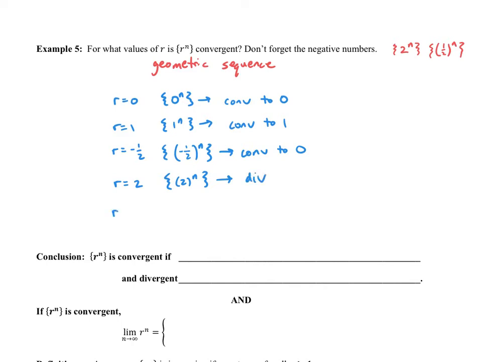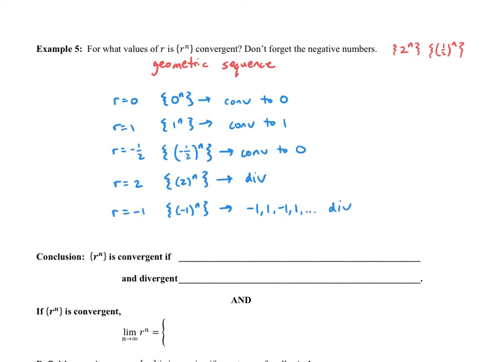Or let's say you had r equal to negative 1. Then you would have negative 1 to the n. If you remember, I talked about how that was an alternator. You would get negative 1, 1, negative 1, 1, and so on. And so that is going to be divergent as well because it would alternate.